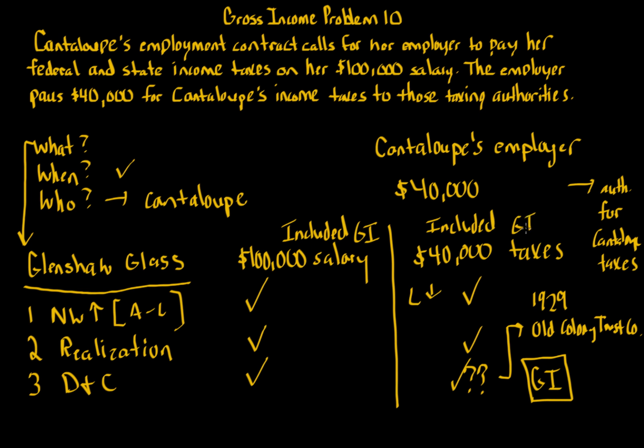So the end result here is that both the $100,000 salary and the $40,000 of taxes that Cantaloupe's employer paid are included, so Cantaloupe has to include $140,000 in gross income with respect to this item. The takeaway here is that if an employer pays income taxes on behalf of the employee and they're paid directly to the taxing authority, those are included in gross income.